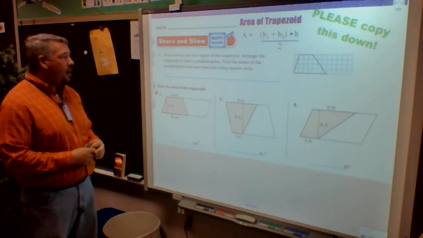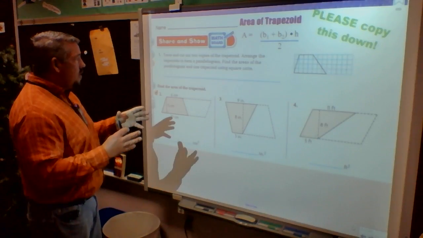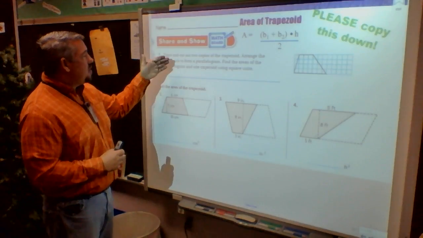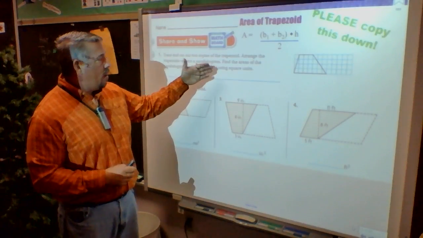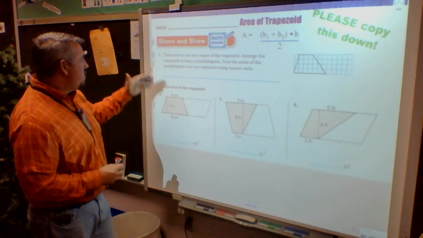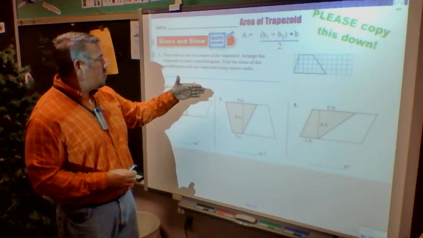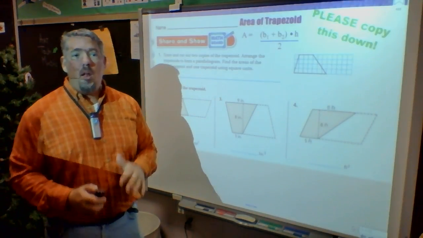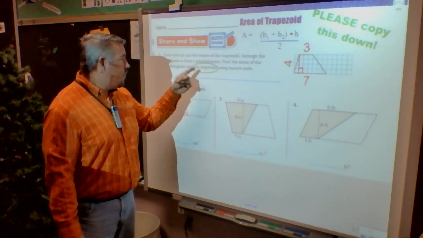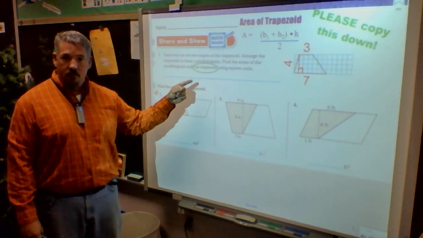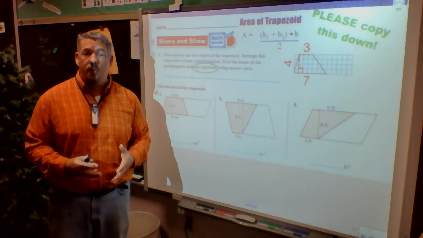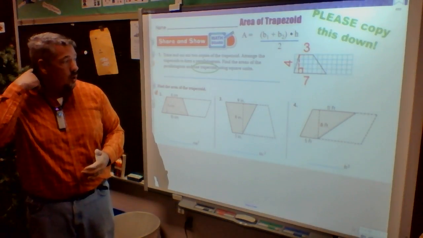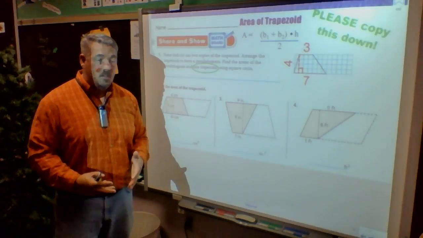Once we have that written down, this tells me things to do. Trace and cut out 2 copies of the trapezoid. Arrange the trapezoids to form a parallelogram. Find the areas of the parallelogram and 1 trapezoid using square units. All I want you to do is to find the area of the trapezoid. In order to find the area of the trapezoid, we have to have our basic information. So go ahead and show your basic information.